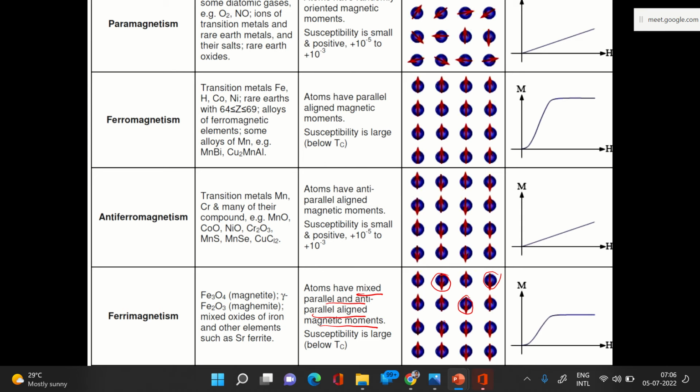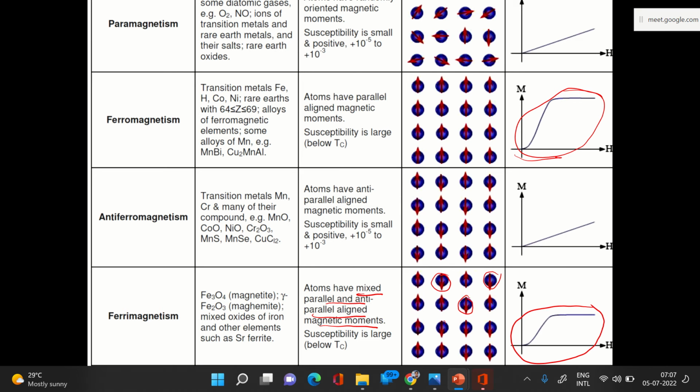At zero magnetic field, the magnetization M becomes 0. But here the net magnetization remains, and if you look at the nature of the curve, it is quite similar to the ferromagnetic ones. So ferromagnetic behavior and ferrimagnetic behavior, if you are only observing the M-H curve, will look almost the same.